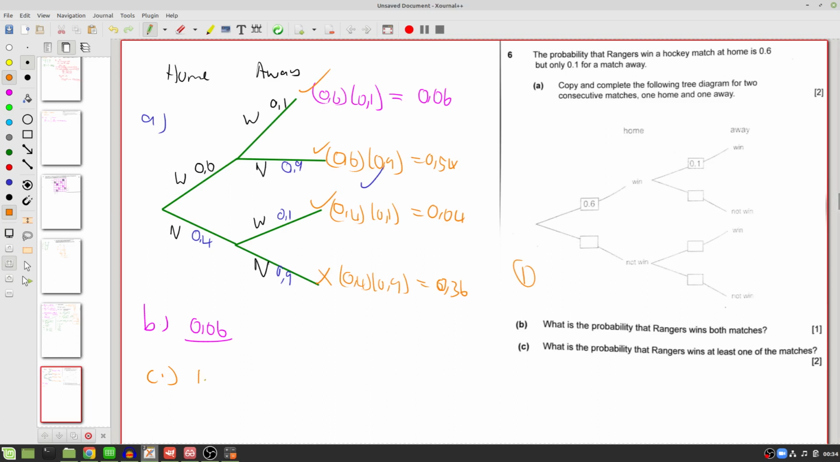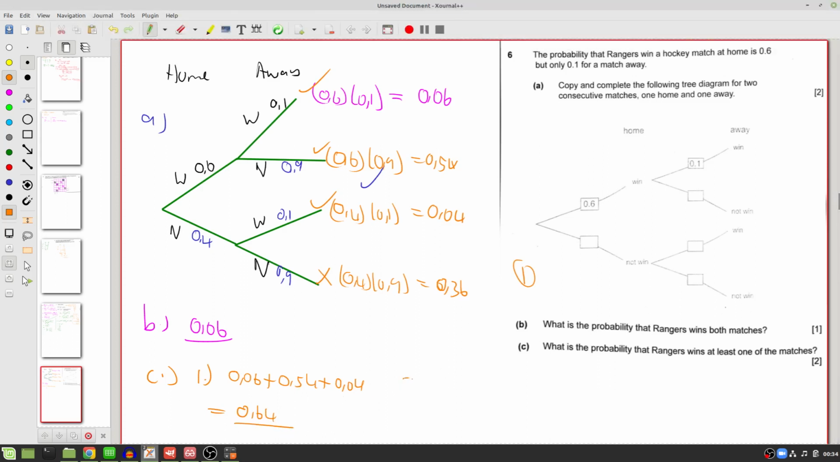Okay, so option 1 is that we add up all the outcomes that contain at least one win. So that'll be the 0.06, plus the next one, which is 0.54, plus this one, which is 0.04. If we add all of those together, what do we get? 0.06 plus 0.04 is 0.1. 0.1 plus 0.54 is 0.64.